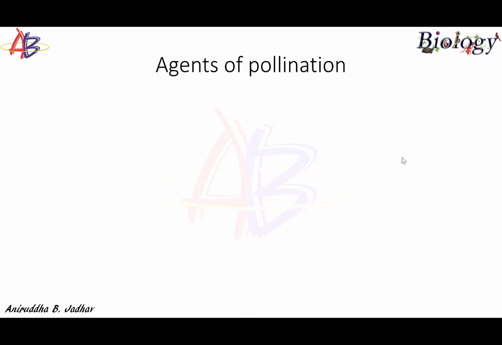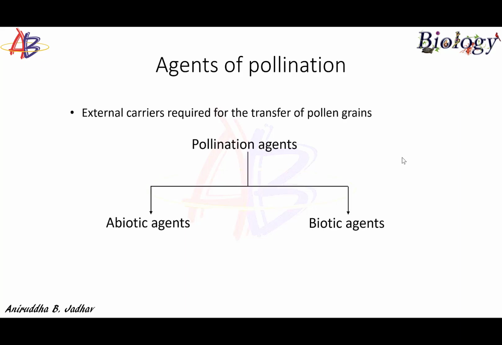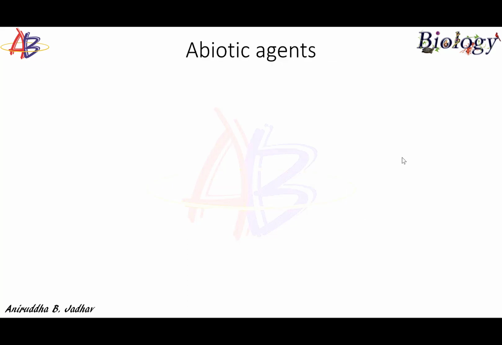Hello students. Last lecture we ended at the point where we discussed the types of pollinating agents, abiotic agents and biotic agents, and identified the subtypes of both. Now in today's lecture we will learn about these abiotic and biotic factors in more detail.